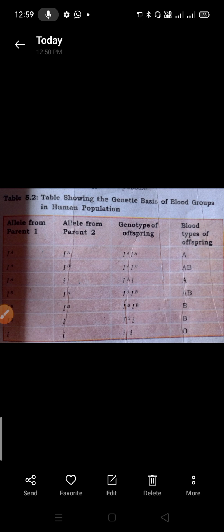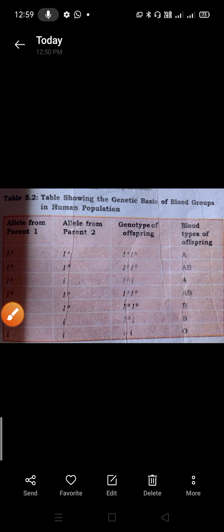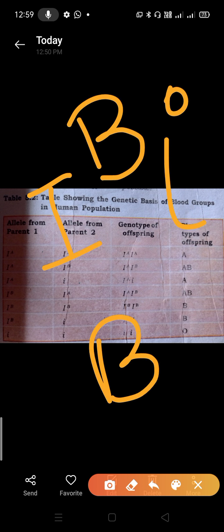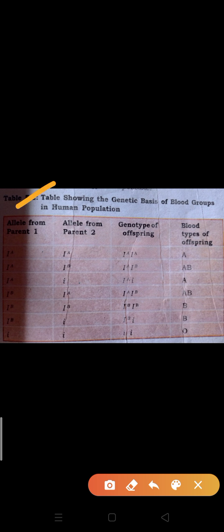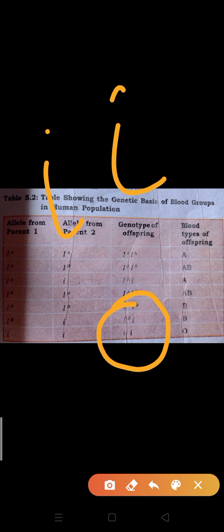We can easily understand by this process that IA and IB are completely dominant over i, clear. So if IA and small i are present, it proves the A blood group. In the second condition, if IB, which blood group? B blood group is present. In the third case, if IA and IB are both present, which blood group is it? AB blood group, clear. If only the i condition is present, it is definitely the O blood group, clear.